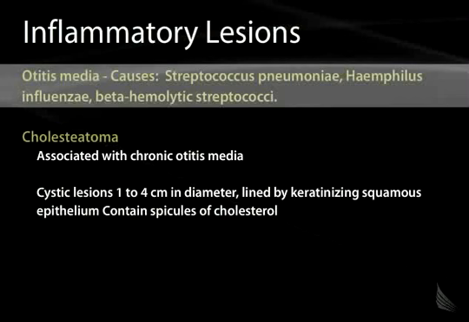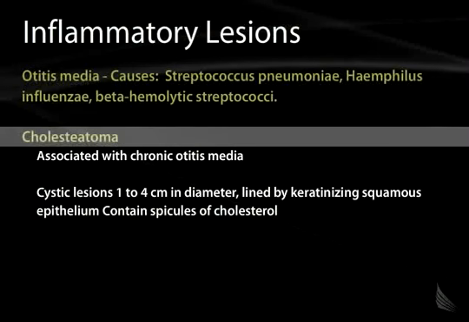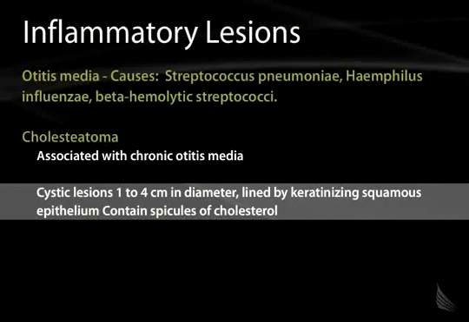For patients who have recurrent bouts of otitis media with breakdown of red blood cells and breakdown of cellular membranes, they can have the development of a particular lesion known as cholesteatoma. These are cystic lesions that can range anywhere from 1 to 4 centimeters in diameter, which when one looks at them histologically are lined by keratinized squamous epithelium and contain the classic, somewhat diamond-like spicules of cholesterol that come from the breakdown of cellular membranes.